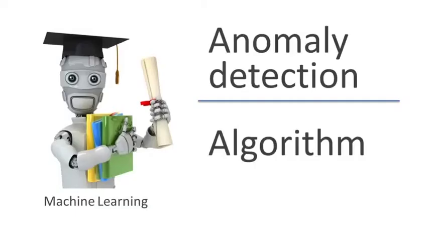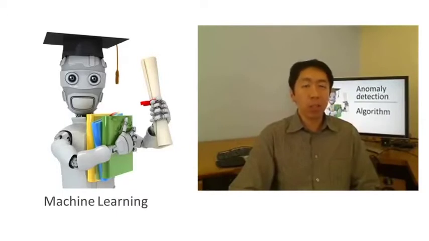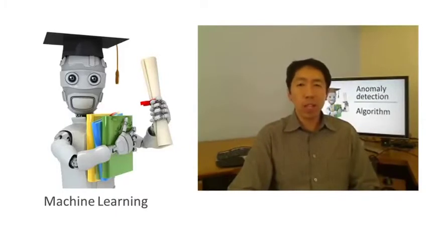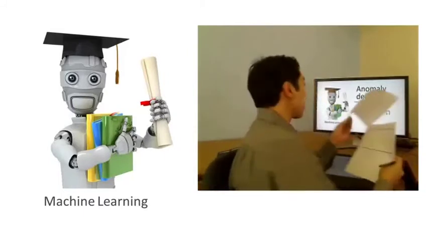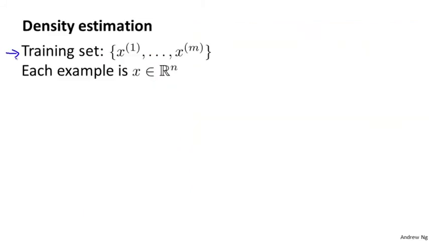In the last video, we talked about the Gaussian distribution. In this video, let's apply that to develop an anomaly detection algorithm. Let's say that we have an unlabeled training set of m examples, and each of these examples is going to be a feature vector in R^n. So your training set could be m feature vectors from the last m aircraft engines that you manufactured, or it could be features from m users or something else.